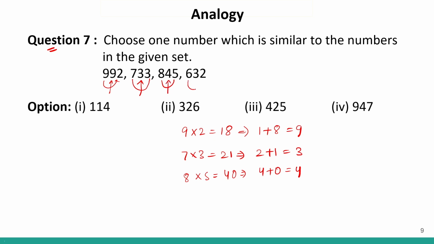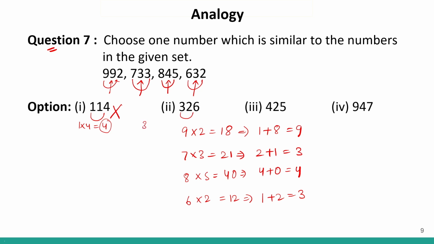Correct? Similarly, 6 and 2. So 6 into 2 will give me 12 and 1 plus 2 will give me 3, which is given over here. Okay, so this is the pattern. Now let us check for option 1. 1 into 4 will give me 4. So this is single digit. So here we should have 4. So this does not follow the same logic.